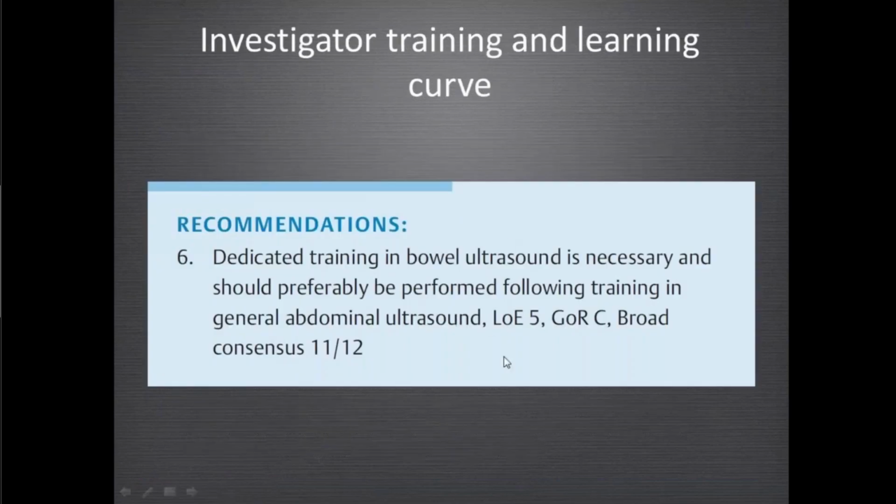I'm showing you this recommendation specifically as it was a broad consensus in the task force group that all people that are training for bowel ultrasound should start after you have trained in abdominal ultrasound.